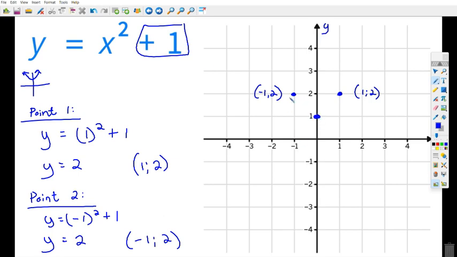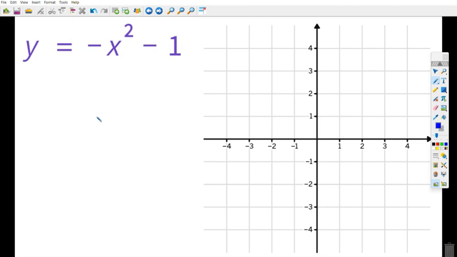So my turning point. We know it's going to be a smiley face. So I'm coming down slanted and I'm turning over there and I'm going back up. And then I name my graph. Y is equal to x squared plus 1. And then the last example for these examples.